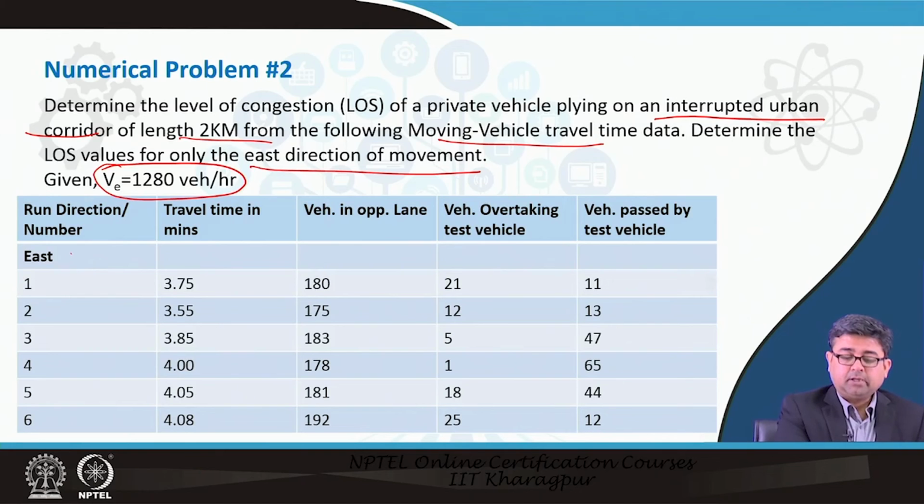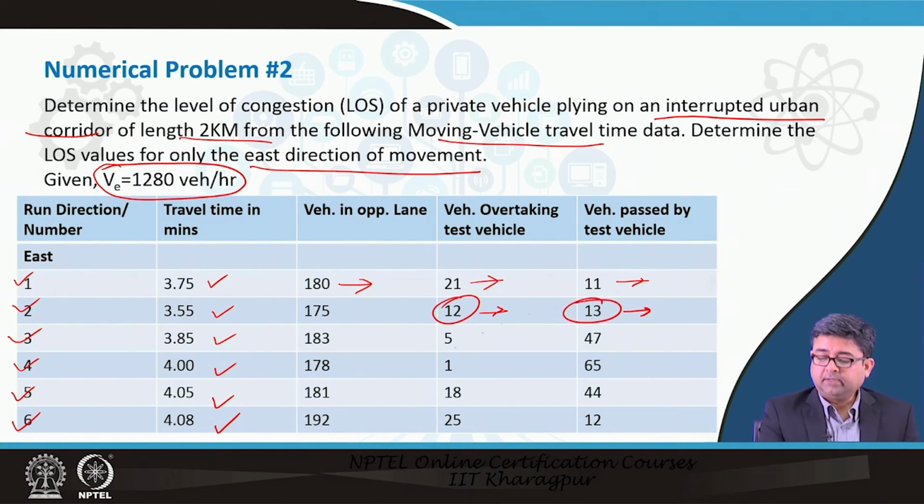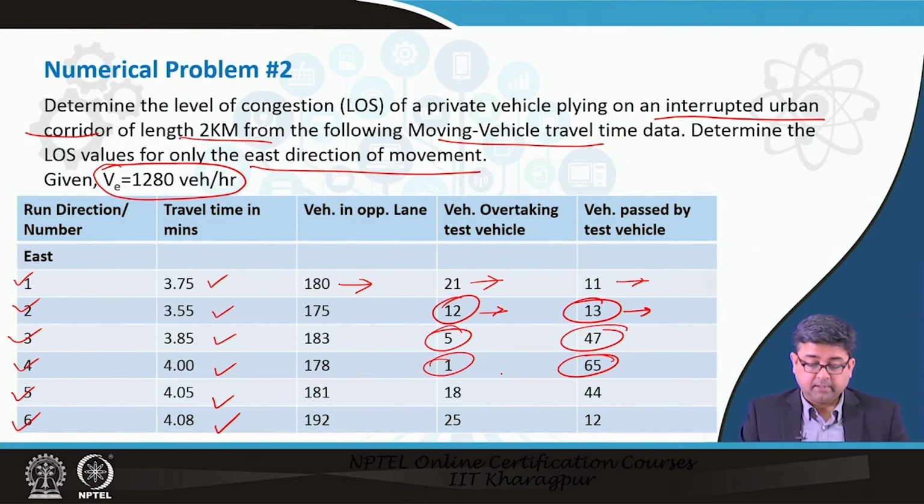So, here is an example in the east direction where we have run our test car 6 different times. In 6 different times we have had 6 different travel times on that corridor, and every time we have identified the number of vehicles in the opposing lane, the vehicles overtaking the test vehicle and the vehicles passing the test vehicle, right. In this case you would see that the driver may not have driven well, whereas here he might have driven very well because 12 and 13 are very close to each other. Here definitely not, here definitely not. So, that kind of averages out how you drive your vehicle.